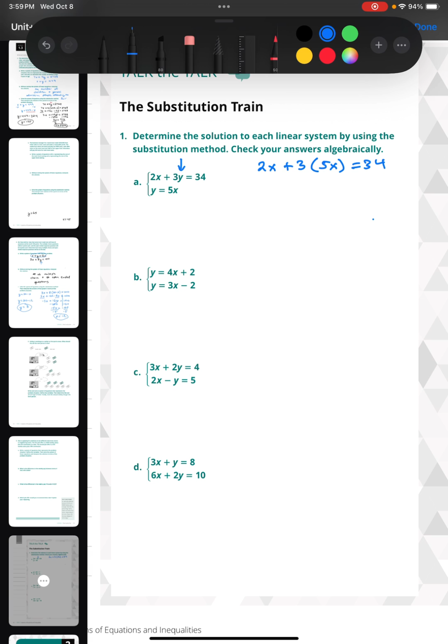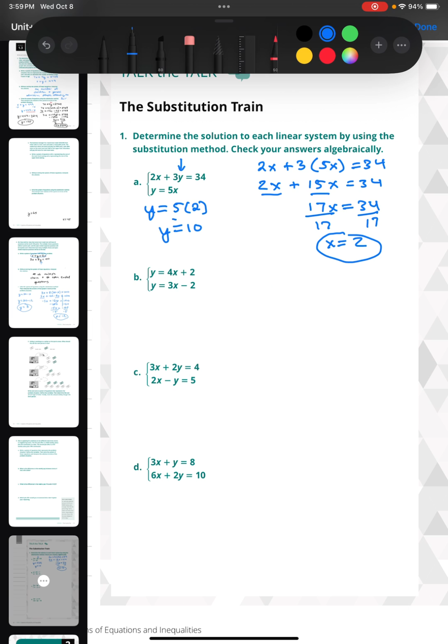So then we can multiply. 3 times 5x gives us 15x. Combine our like terms, so we get 17x equals 34, and then divide by 17. So x would be equal to 2. And then if we plug that back in, the easiest one to plug it into would be the y equals 5x. So y equals 5 times 2, and we get y equals 10. Okay, so there's one example.